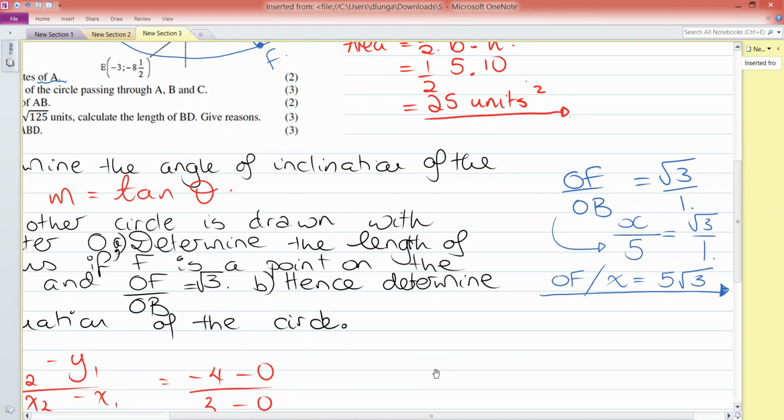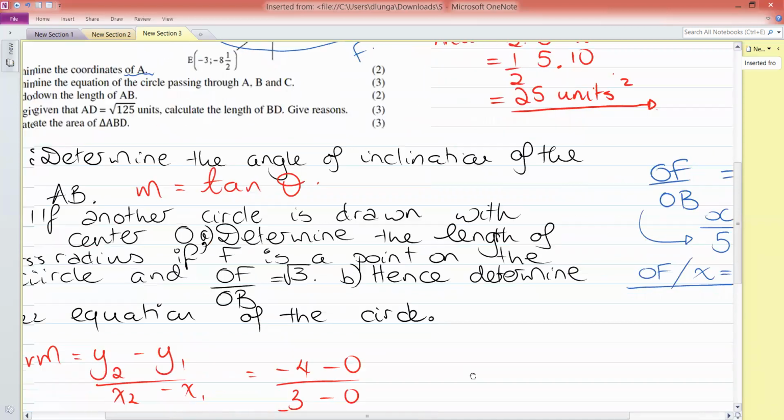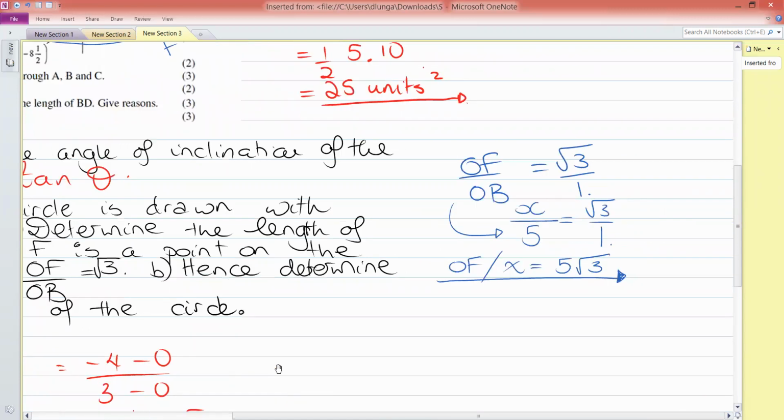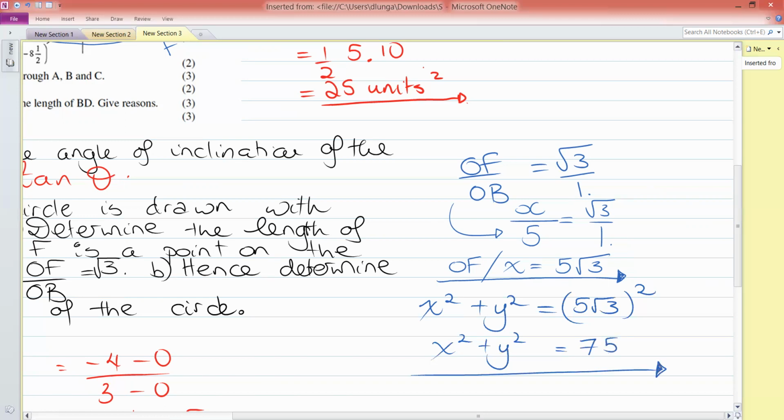Good. Then the next part is hence determine the equation of the circle. Remember, they've told us already that it has the same center. If it has the same center, 0, 0, that means we have x squared plus y squared equals radius squared. We just worked out the radius. This is 5√3. You just need to square it. So x squared plus y squared. 5√3 squared is equal to 75. There we go, people.